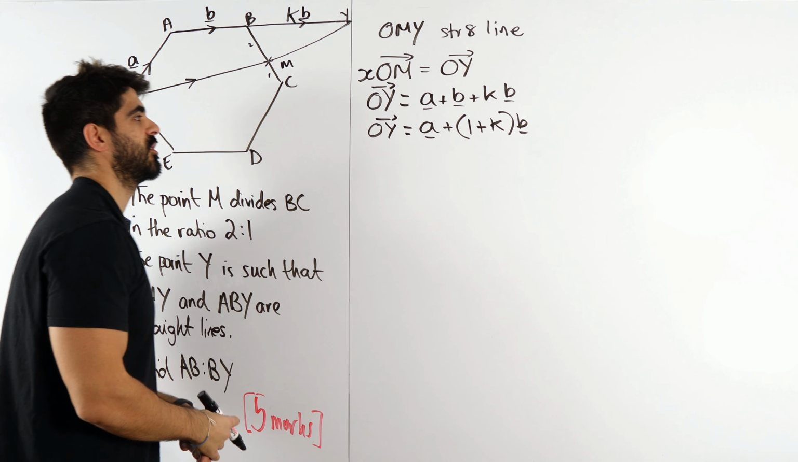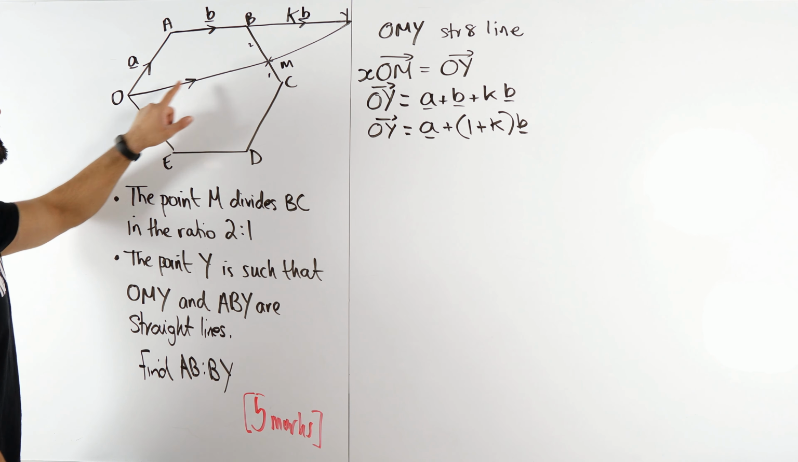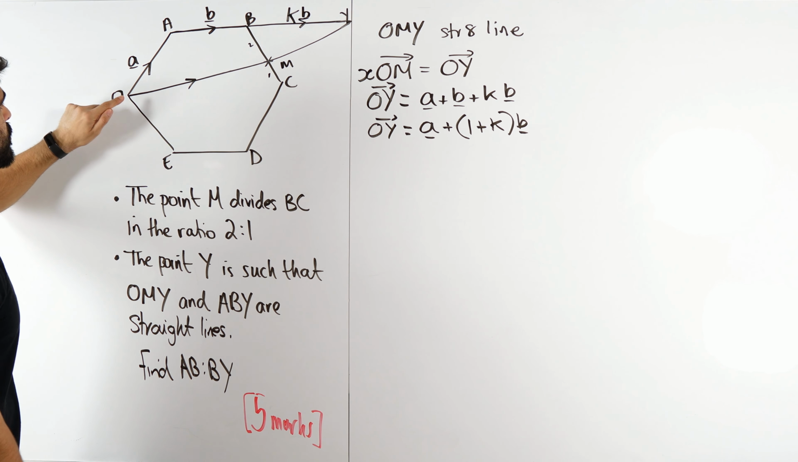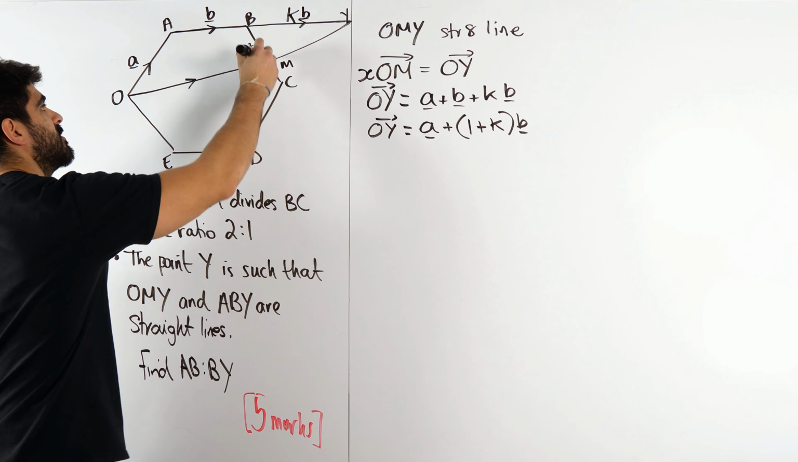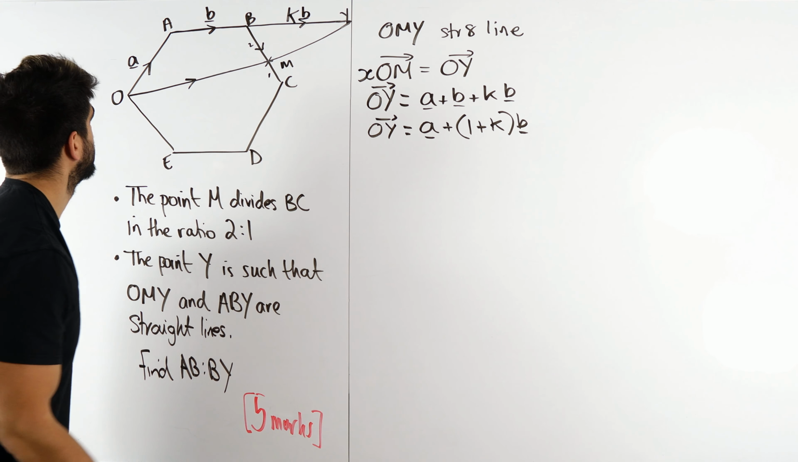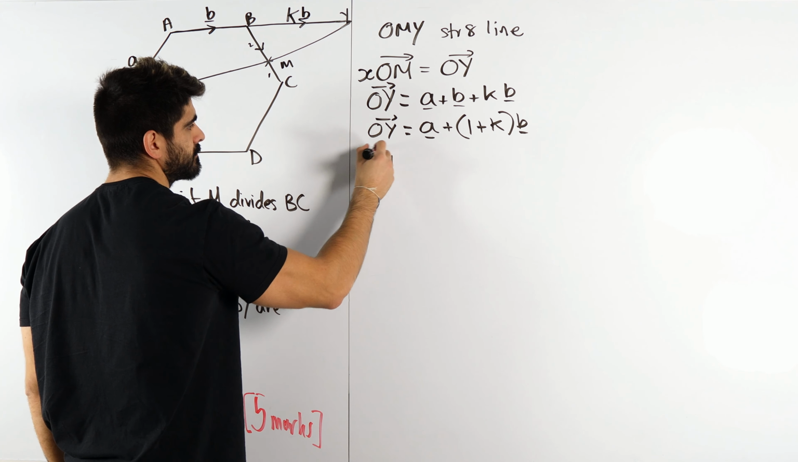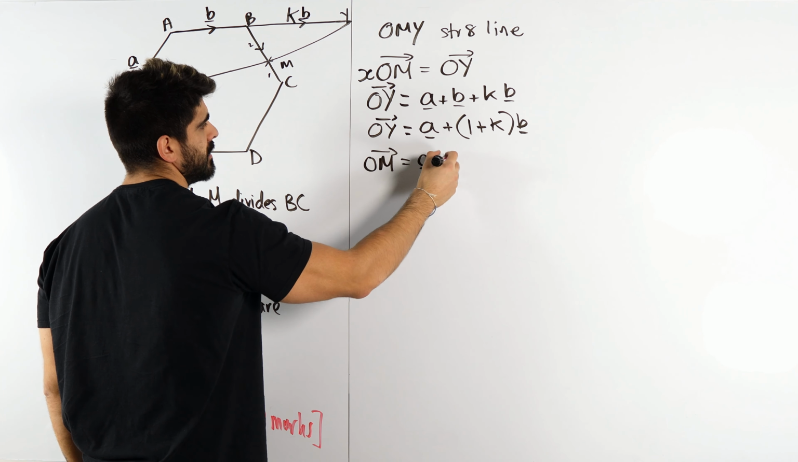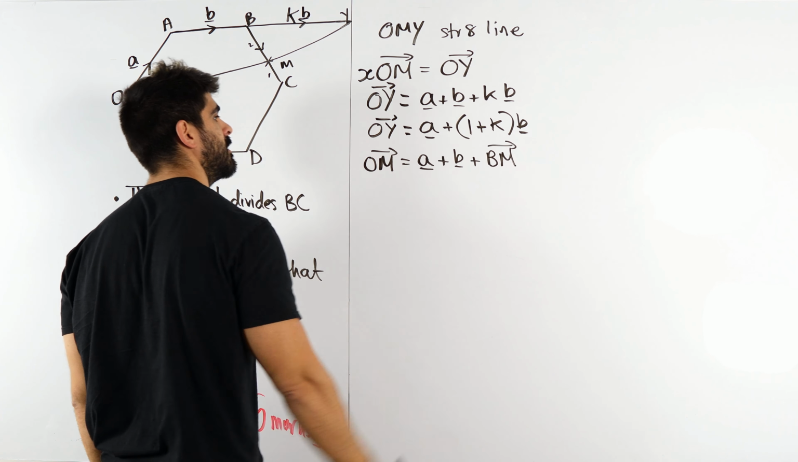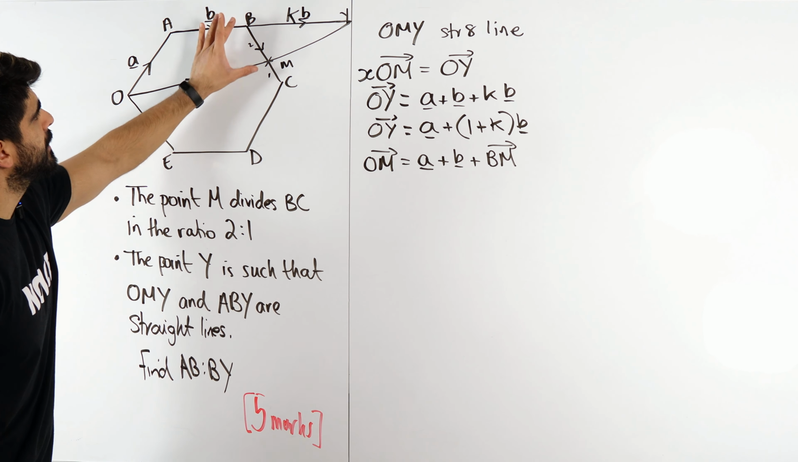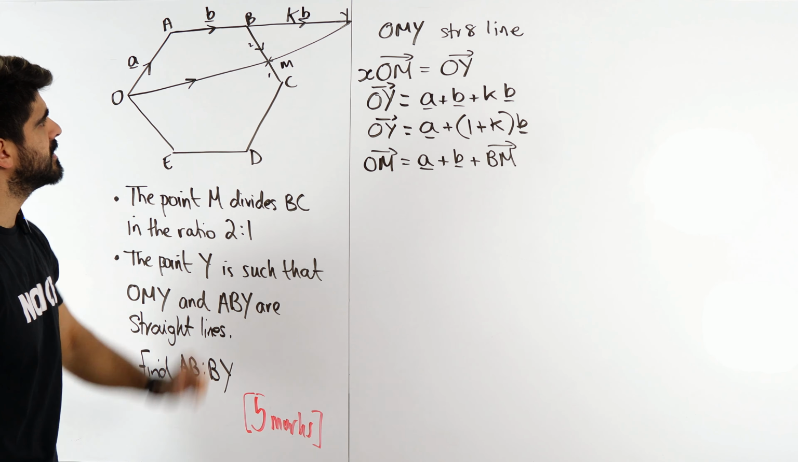Okay, there's my vector OY. The next thing we need to do is find OM. To go from O to M, I'm going to go A plus B plus whatever BM is. So OM is A plus B plus whatever BM is. Now, BM is some fraction of BC.